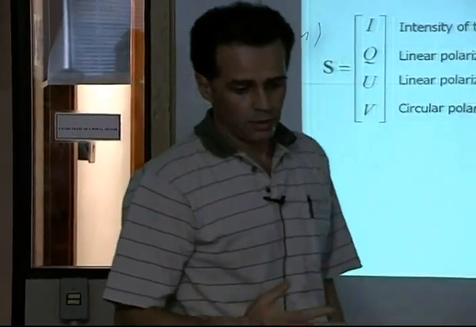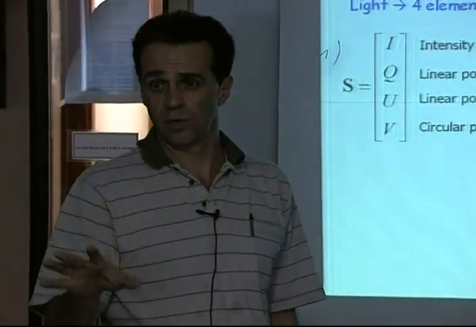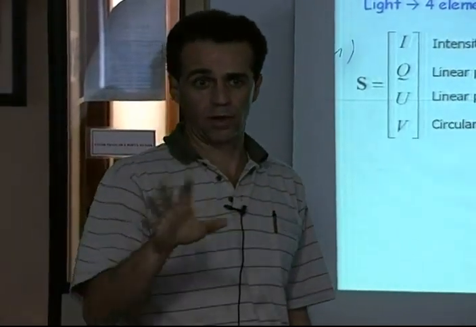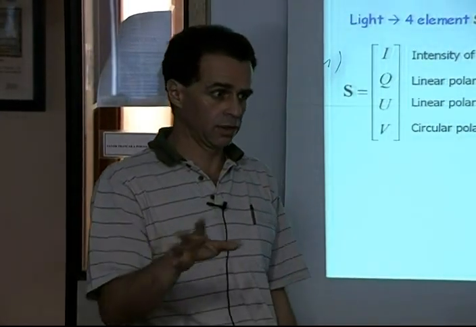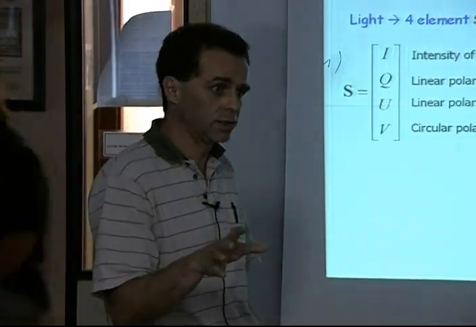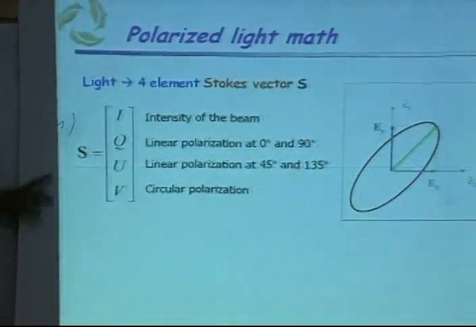So the math or the models we use for dealing with this, again, I'm sure this is a bit of a review to some of the people. You may have heard about Stokes vectors, Jones calculus, Mueller calculus. They're basically descriptions of how you do the mathematics of polarized light. So I'll come back to this a little later.